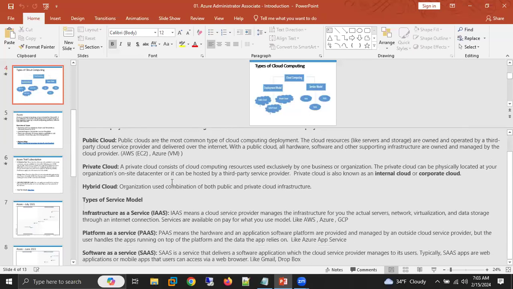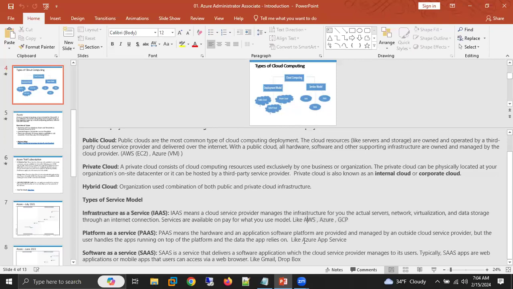Then we have service model. All cloud platforms come under the first service model called infrastructure as a service, IaaS. Why does it come under infrastructure as a service? Because we are using their infrastructure. We are going to use their network. We are going to use their storage. We are using their servers. So all the cloud platforms we have in the market come under the infrastructure as a service model.